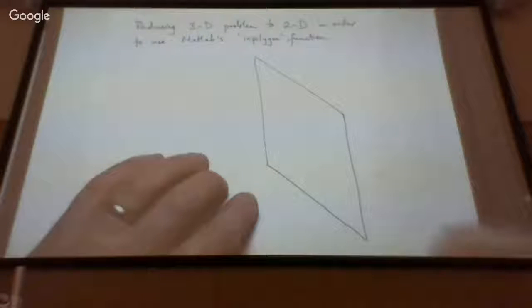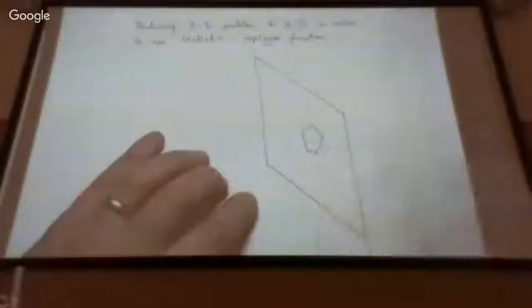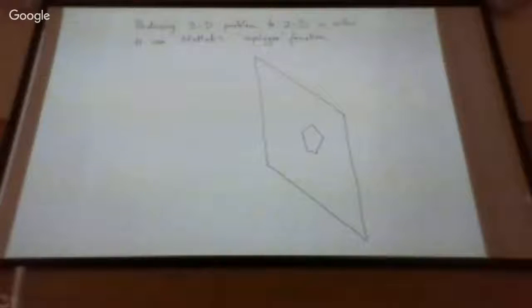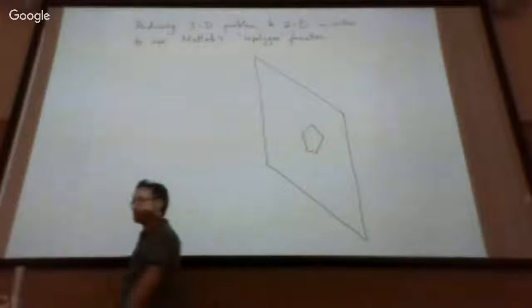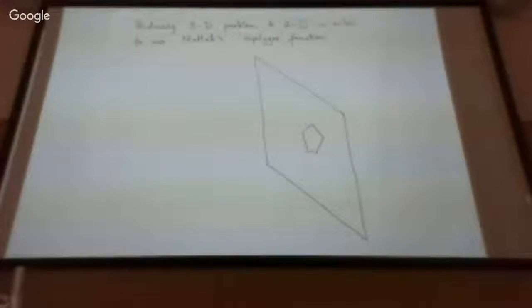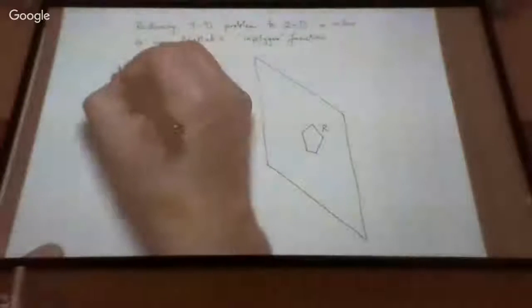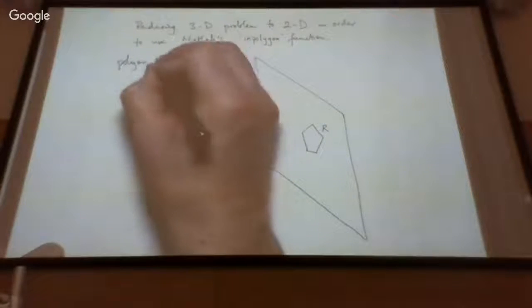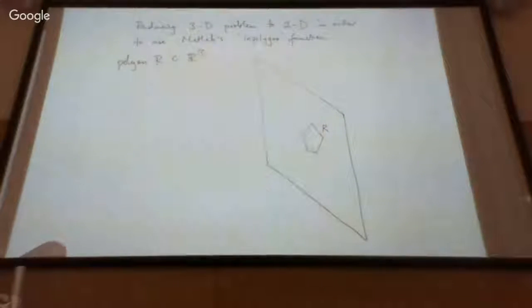Now, let's say I show a pentagonal polygon, so a polygon with 5 edges. This could be the face of one of my buildings in a three-dimensional environment. I've been calling it R up to now, so I may as well still keep calling it R. So I've got a polygon R contained in R3, 3 dimensions.